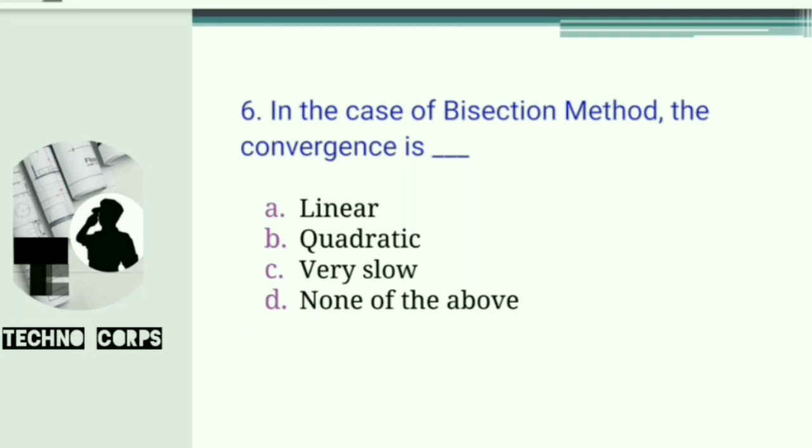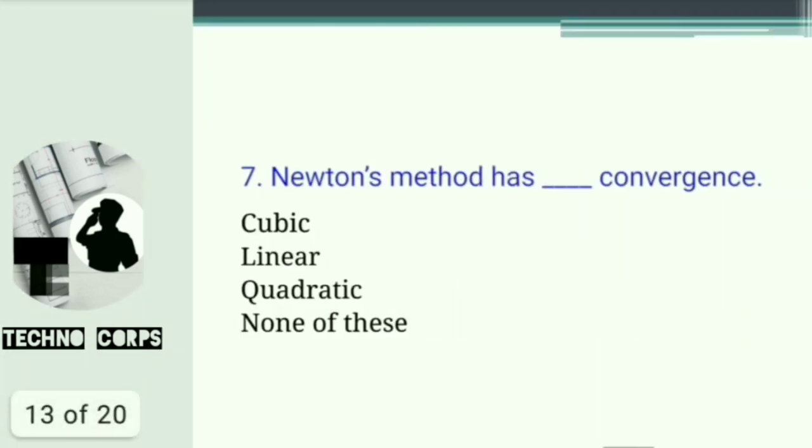But if it is not given, then in some of the books linear convergence has also been taken as the correct answer, but according to me, the exact answer should be very slow convergence, because it's not giving the linear solution, right? So we should not take it as the answer. The correct answer is very slow. I have verified in 3 to 4 books that all books say it doesn't have a linear convergence, it has a very slow convergence. Now what is the next question?